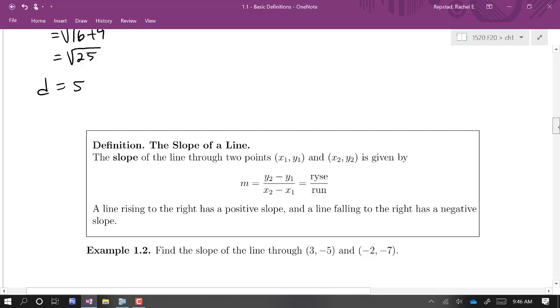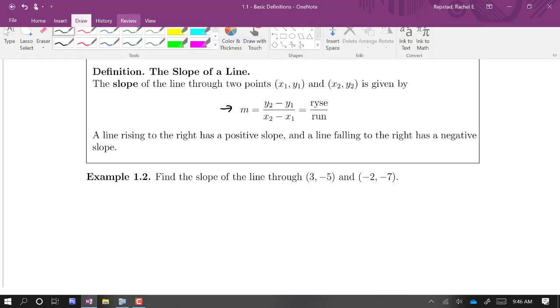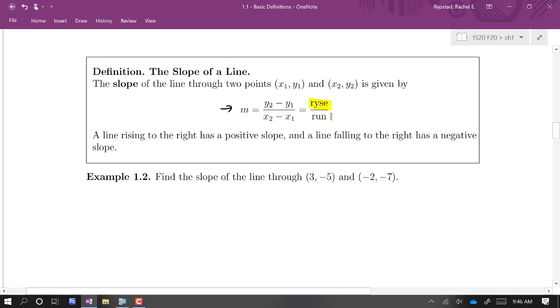Our next definition is the slope of a line. Again, say I'm starting with the known coordinates of a couple of points, x1, y1, x2, y2, and we get the slope by using this formula: y2 minus y1 over x2 minus x1. It is rise over run. I misspell rise on purpose. I want to remind myself that it's the y's that go on top.